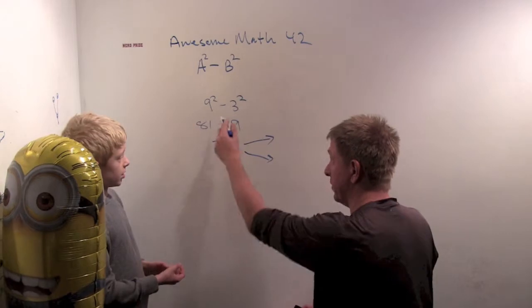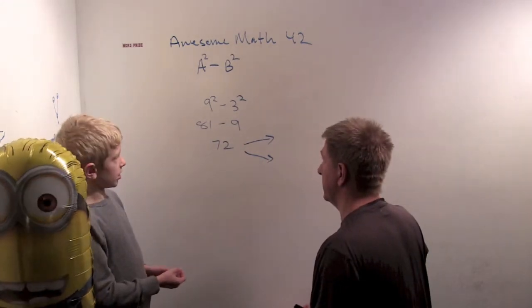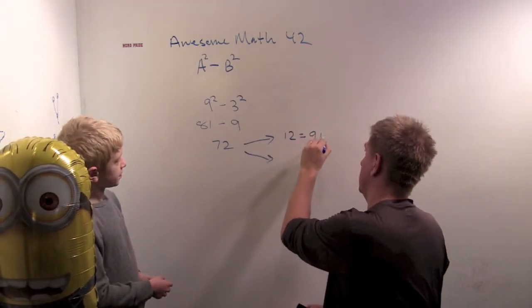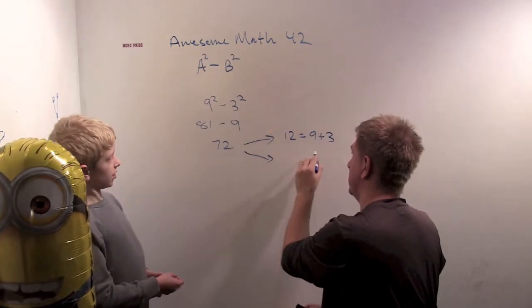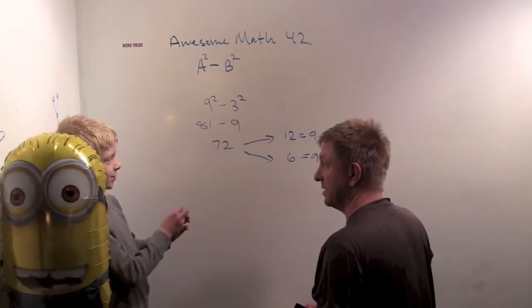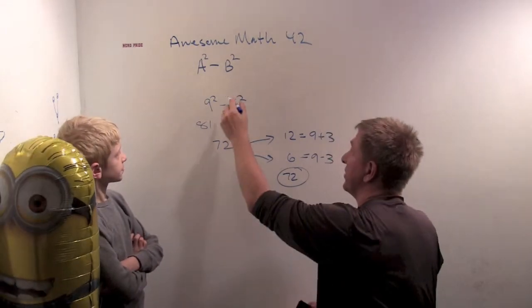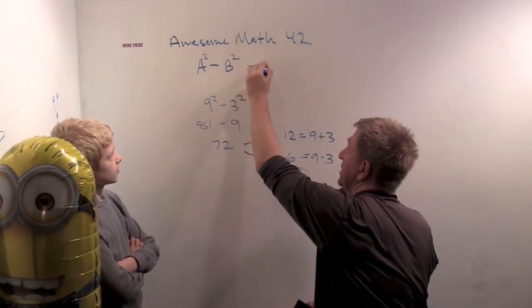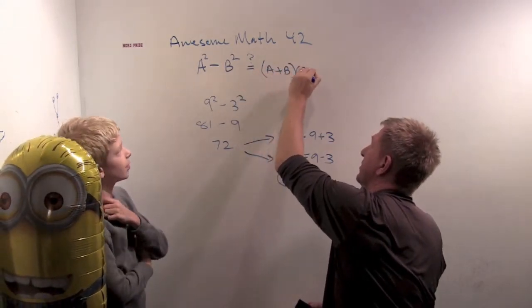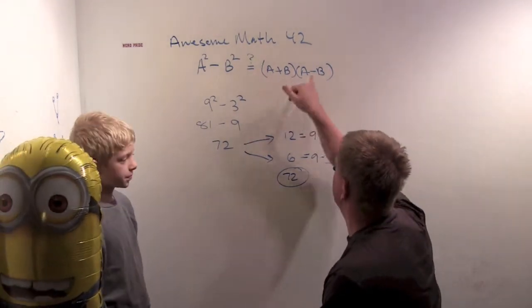Okay, and what were a and b? 9 and 3. Okay, so what's 9 plus 3? 12. 9 plus 3 times 9 minus 3, which is 6. 12 times 6 is 72. Cool. Okay, so you were getting your arms around it. A squared minus b squared seems to equal a plus b times a minus b. Maybe that's why they were asking us to take a look at it.